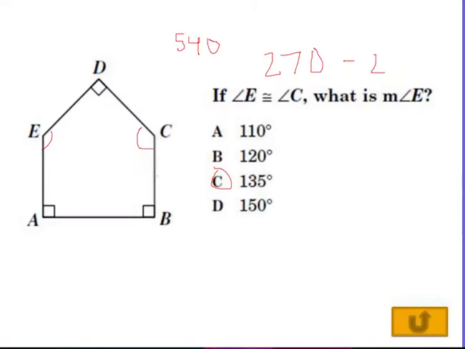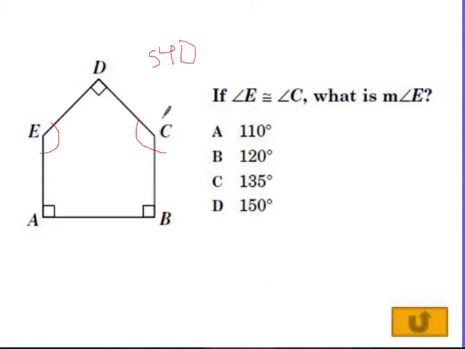If you want to find one measure, and it's not regular, just mark what the problem told you. They say E is congruent to C. What is the measure of angle E? It's very important that these two are congruent. The very first thing you always need to do with these problems is find the sum. This has 5 sides, so I'm going to do 180 times 5 minus 2 and get 540. That's the sum of the whole thing.